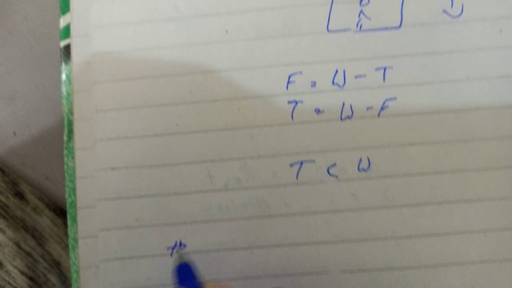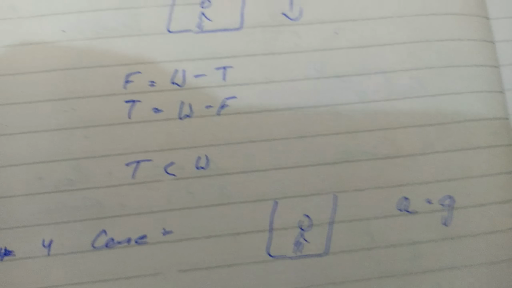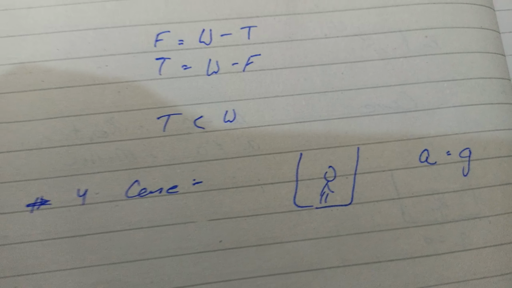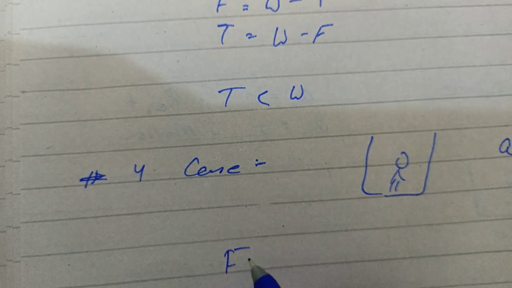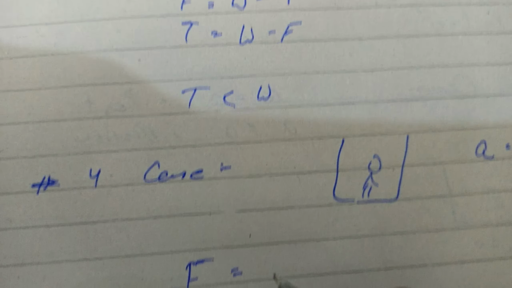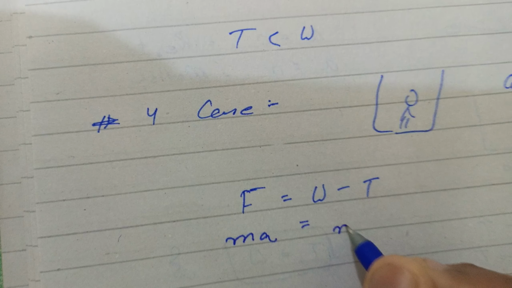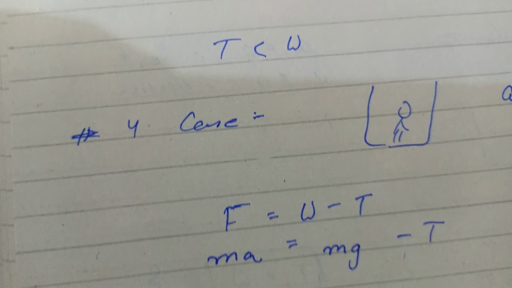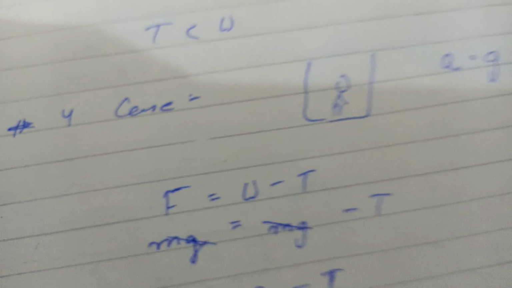Now we have the fourth and last problem for this topic, which is free fall. There's a body in the lift and it is free falling. Free falling means a is equal to g, the acceleration is equal to the gravitational acceleration, 9.8 meters per second squared. Now this is the formula for net force: F is equal to W minus T. We know that force is ma and weight is mg, minus T. We know that a is equal to g, so we'll put g here instead of a, and both cancel out. Then 0 is equal to minus T, which means the apparent weight is zero.